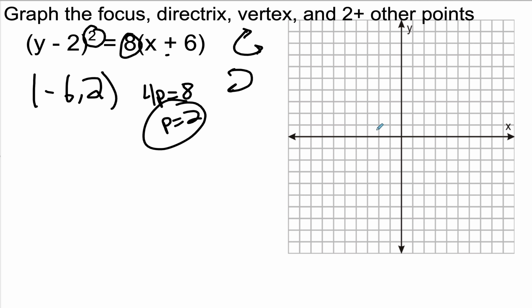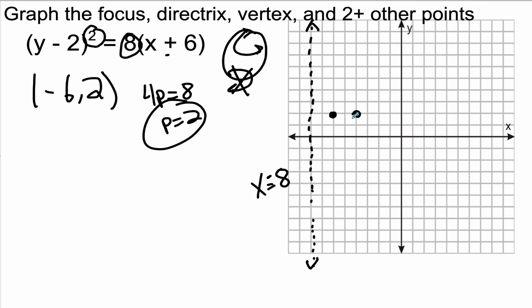So let's hook it up. 1, 2, 3, 4. 1, 2, 3, 4, 5, 6. 1, 2. There's my vertex. Now I'm pointing right. I know that because p is positive, meaning the focus is on this side of it, 2 units away. Rather, the directrix is. So that's a directrix with an equation of x equals negative 8, 2 units away. The focus is going to be the point negative 4, 2.